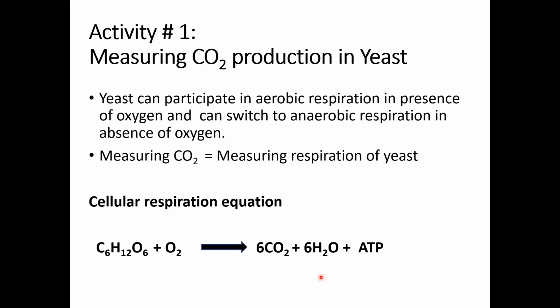But in activity number 1, we're going to measure CO2 production in yeast. So yeast can participate in both aerobic respiration, which is in the presence of oxygen, and anaerobic respiration, which is in the absence of oxygen. So here we're going to measure CO2 by measuring respiration of yeast. So this is our cellular respiration equation. Remember, we start off with glucose and oxygen, and we go through glycolysis, citric acid cycle, the electron transport chain, to end up with 6 carbon dioxide molecules, 6 water molecules, and a lot of ATP.